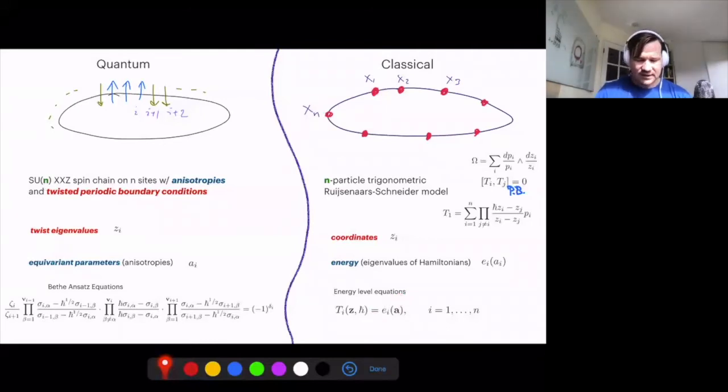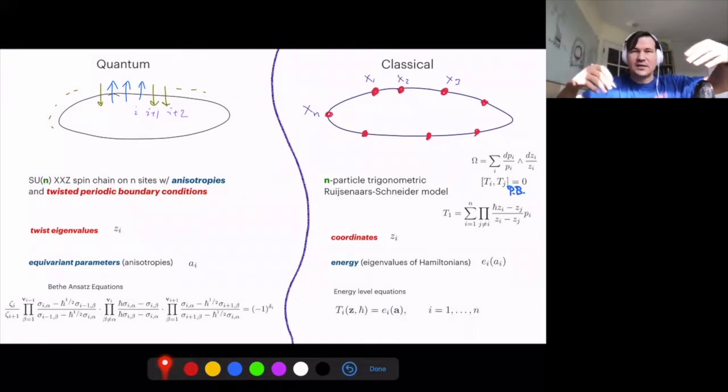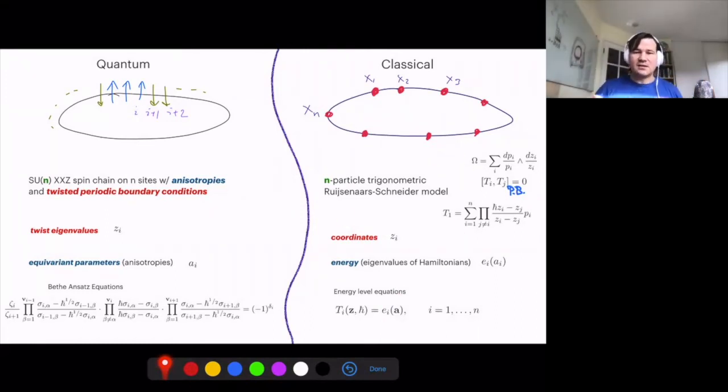So to put it differently, if you take a spin chain and you look at all possible twist boundary conditions, right, and the anisotropy parameters between spins. So what it does for you, it provides you a phase space for a new integrable system, which in this case is a TRS. So the classical integrable system lives on the parameter space of the quantum spin chain.